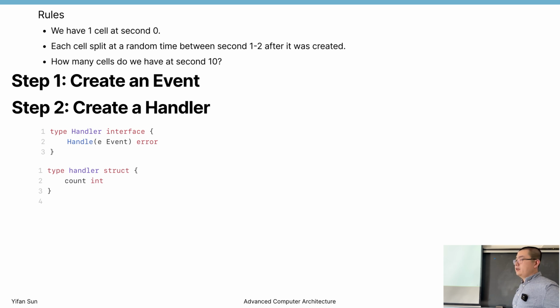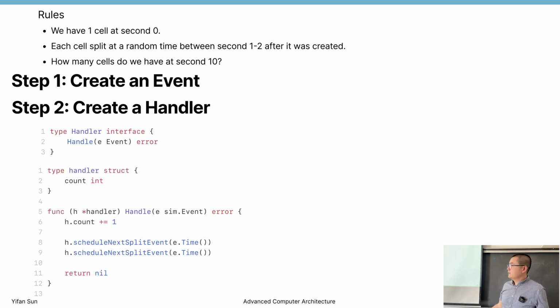And there's only one count. We consider the whole world, all the cells, as a count handled by this handler. Okay, and we only care about the number, and we don't care about each individual cell. So then we implement this handle method. How do we implement this handle method? It takes an event, right?